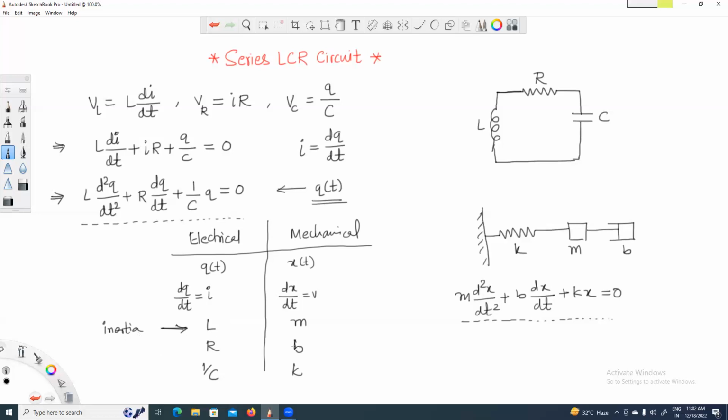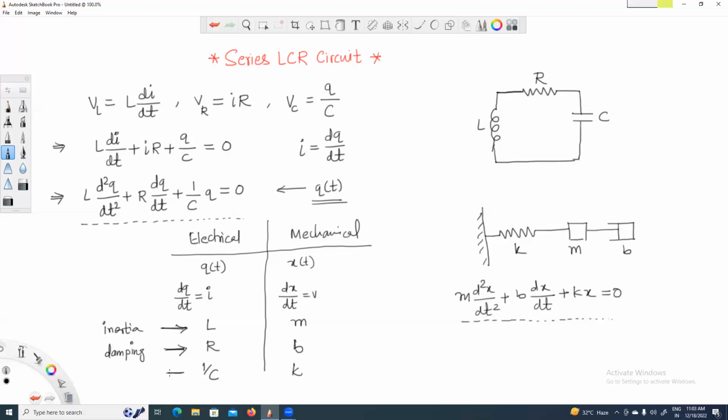Next, B in a mechanical system is providing the damping. Damping, what does damping do here? So damping basically tries to die out the oscillations in the circuit. Similarly, the oscillations of the charges while flowing through the circuit are damped out by this resistance. So this is quite similar to damping. In my electrical circuit, this resistance will be providing me the damping.